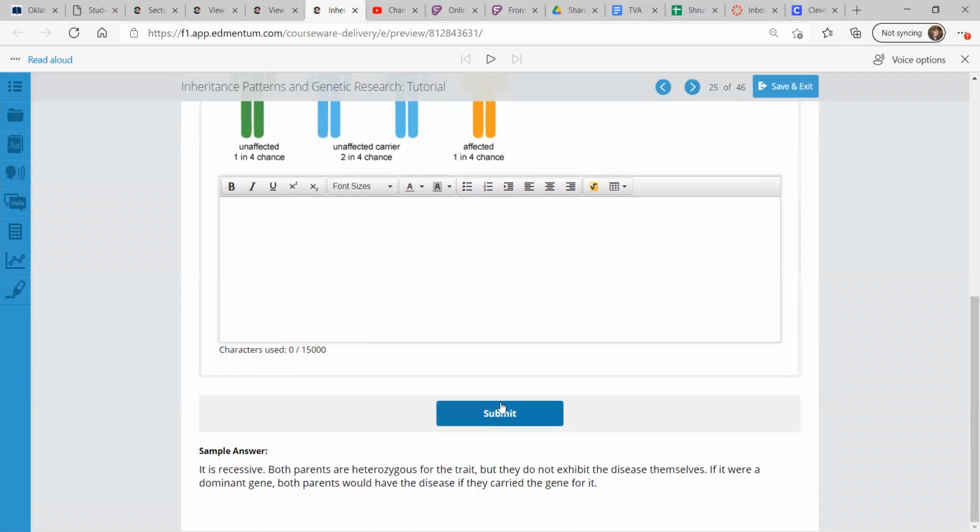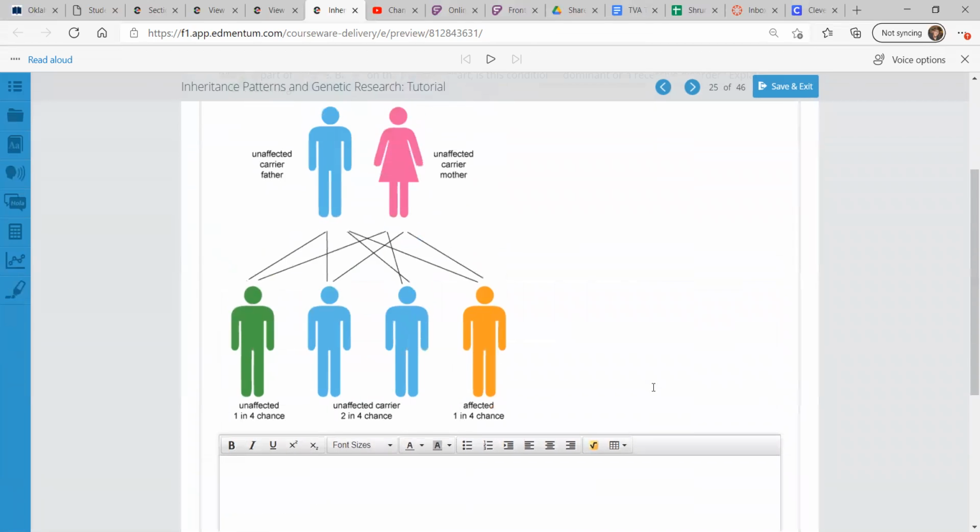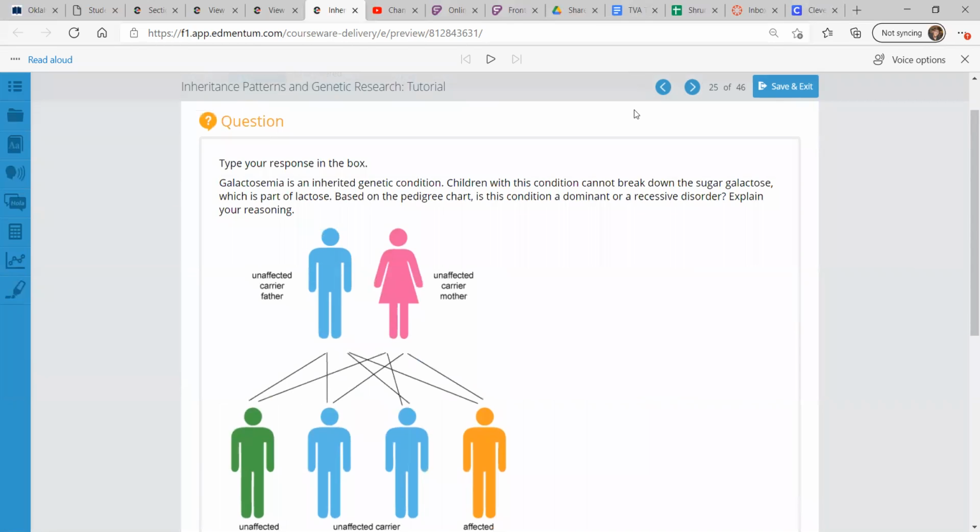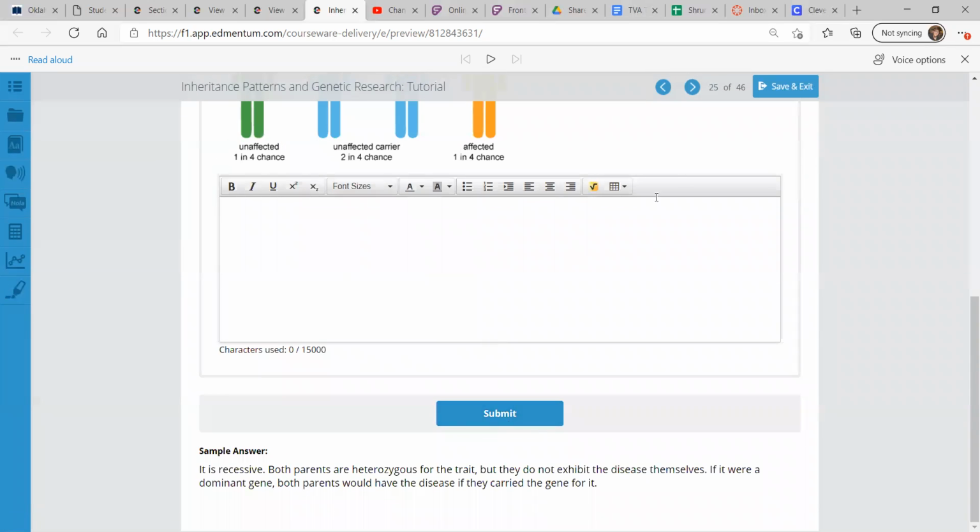So that means it's recessive. Both parents are heterozygous for the trait, but they do not exhibit the disease themselves. If it were a dominant gene, both parents would have the disease if they carried the gene for it. That's another quick way. So if you see carriers, that means it's recessive. If it's dominant and you have it, you can't be a carrier because you actually do have the gene, the disease.